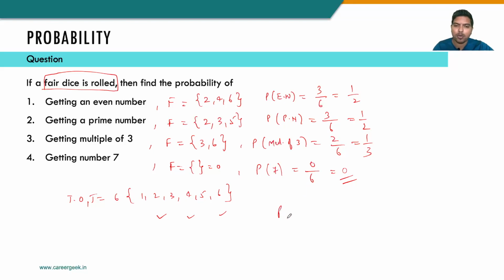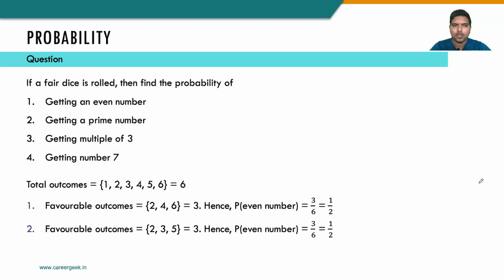Now what is the maximum probability? Maximum probability could be 6 out of 6. Let's say probability of getting a natural number when a dice is rolled. All are natural. The probability of this is 6 upon 6, which is 1. Probability maximum value is 1. Probability minimum value is 0. Right? So the probability is always between 0 and 1 inclusive. That you'll need to remember.